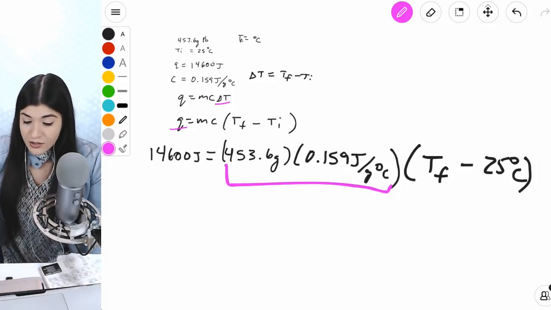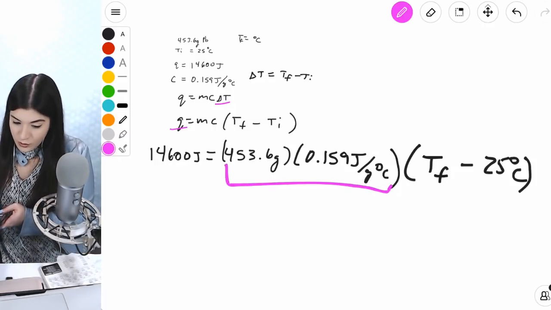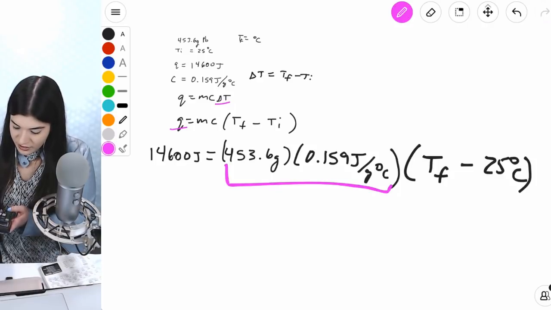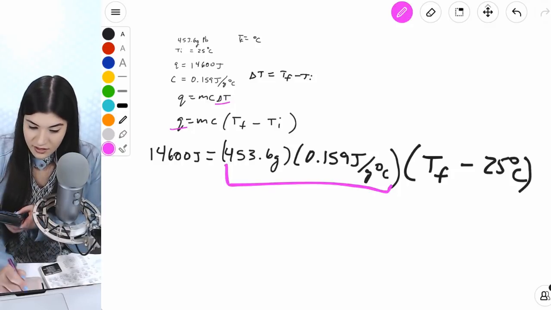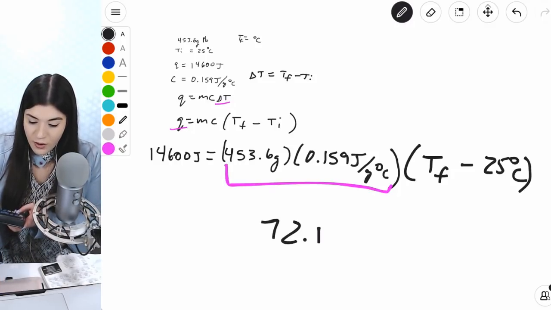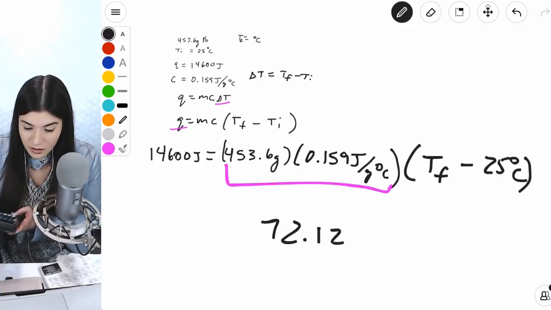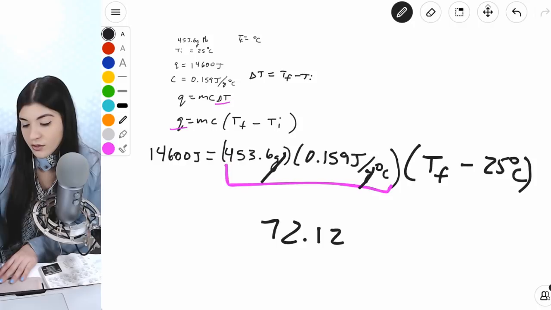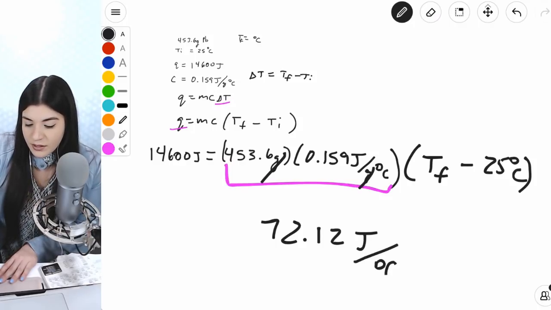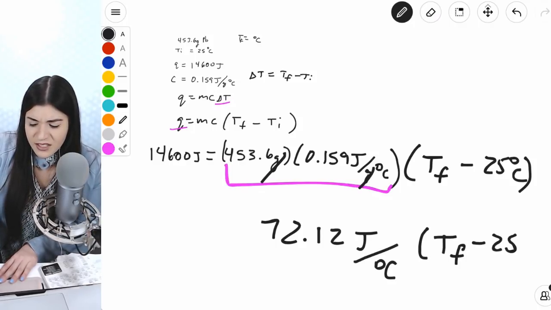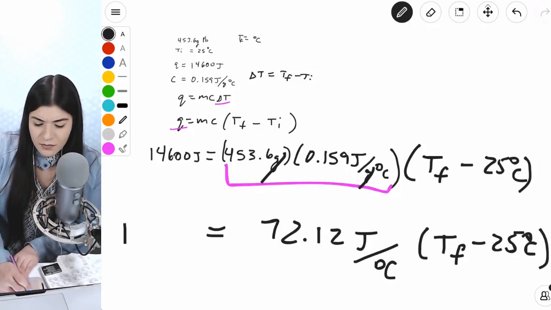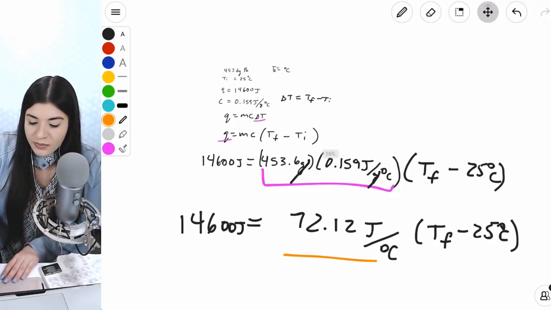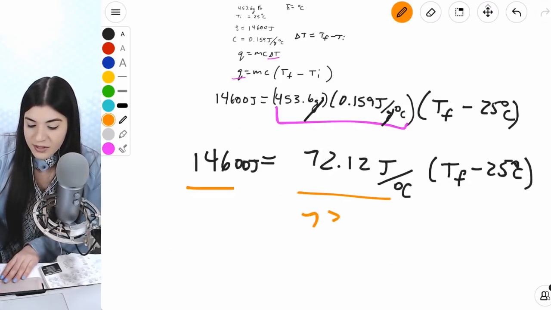Instead, what I'm going to do is multiply these two together. So let's figure that out first. So multiplying 453.6 times 0.159. This would give us 72.12. Let me look at the units real quick. So our grams and grams would cancel, so we would be left with joules per Celsius. Okay, I'm still not going to distribute anything just yet. And the reason is because I could actually divide that 72.12 over to the opposite side.